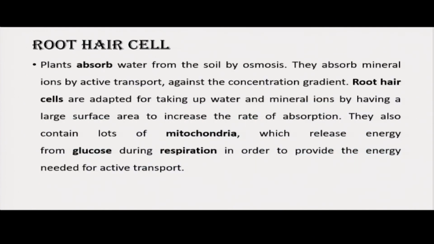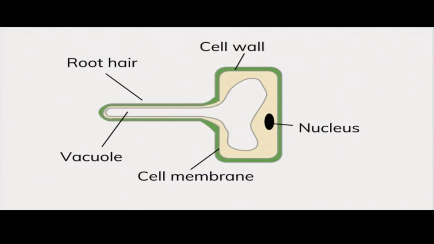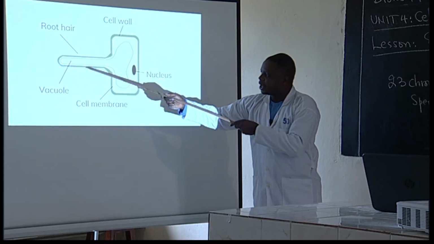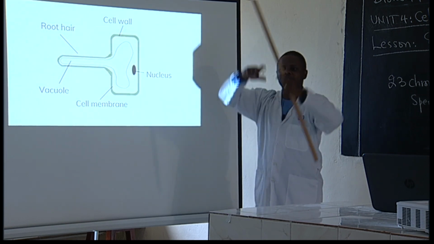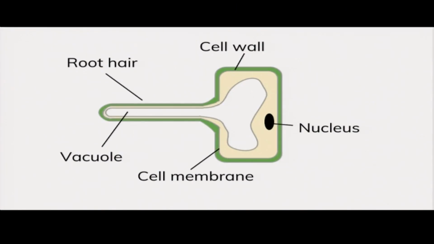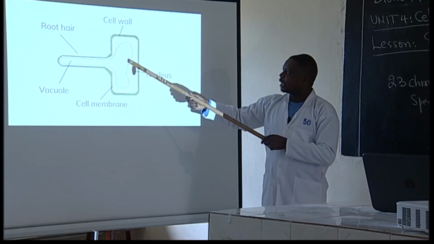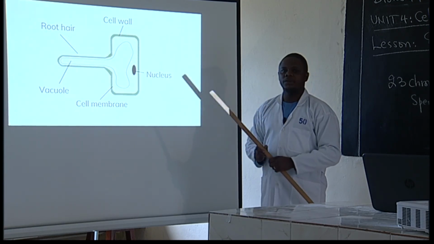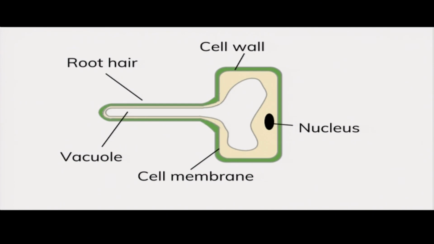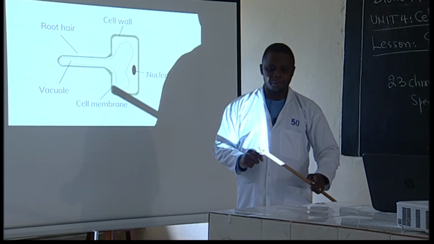The root hair cell, this one is another type of the cell, which is very important in absorbing water and mineral salts, this time from roots. This time from the ground. They have root hair, which provides enough space, large surface area, for absorption of water and mineral salts from roots. They have vacuole and other parts of the cell. The function of root hair cells is to absorb water and mineral salts from the soil so that they can be transported to upper parts of the plant.